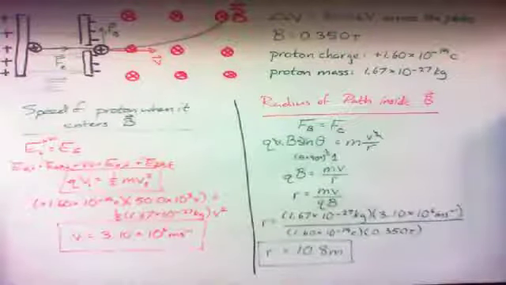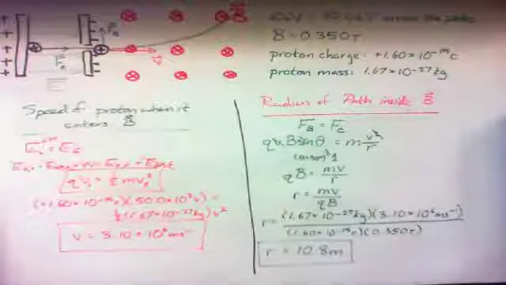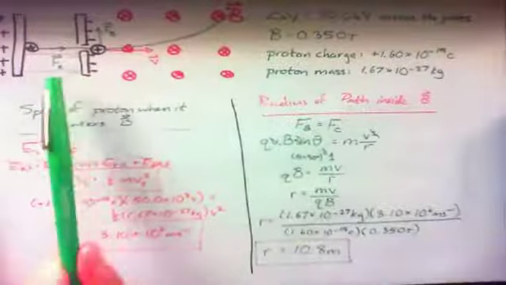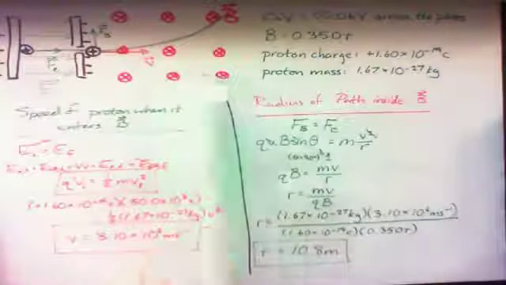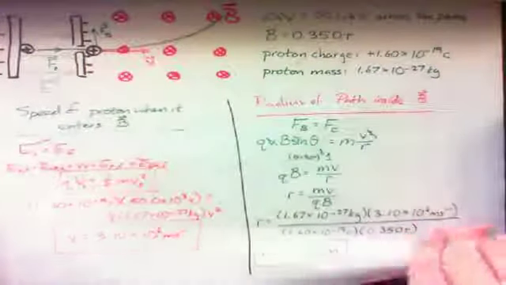So that was a case where we had one region of electric field, one region of magnetic field, and they acted on the particle at two different times. First electric, then magnetic. Let's consider a case where they both act on the particle at the same time. And this is a case called the velocity selector. It's very popular with IB.